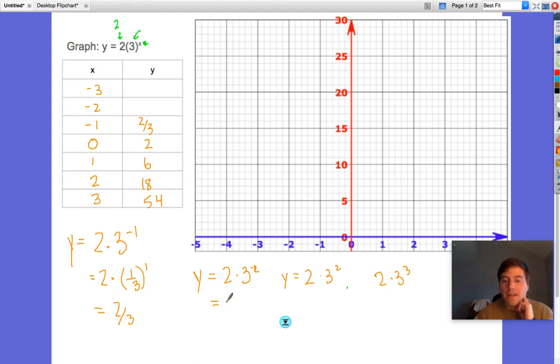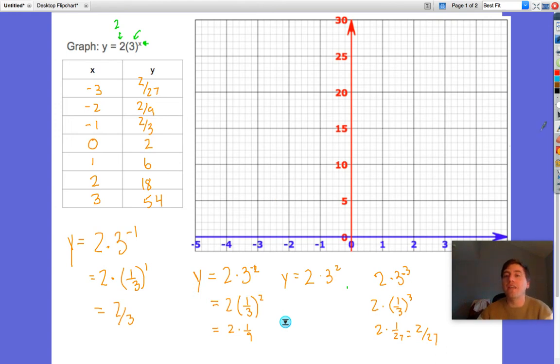What about -2? Well, again, we're going to take the reciprocal. 1/3 squared is just 1/9. So 2 times 1/9 is 2/9. And again, what about to the negative 3? So 2 times 1/3 to the third is 2 times 1/27th, which is 2/27ths.